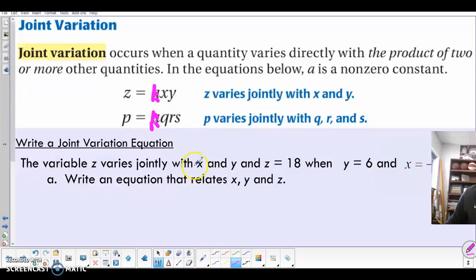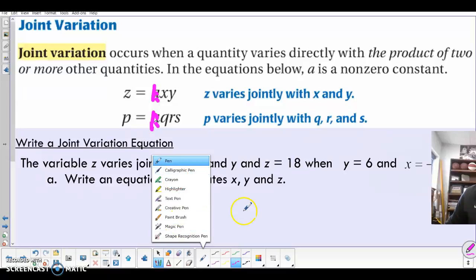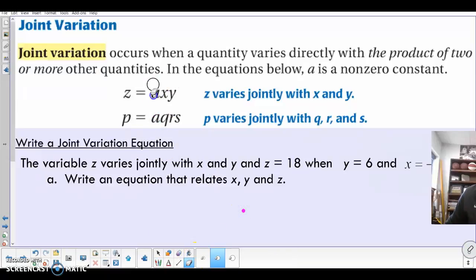K times QRS. Anyways, what we're going to do is figure out what kind of equation we're working with, plug numbers into the right spot, and then write our equations as we should. So K for constant: something times XY, something times QRS, because P varies jointly with Q, R, and S. Here Z varies jointly with X and Y.